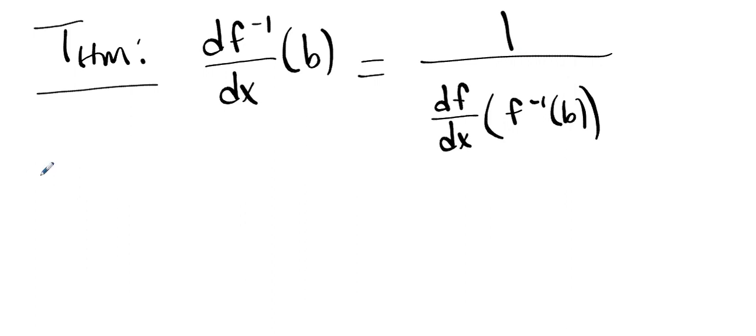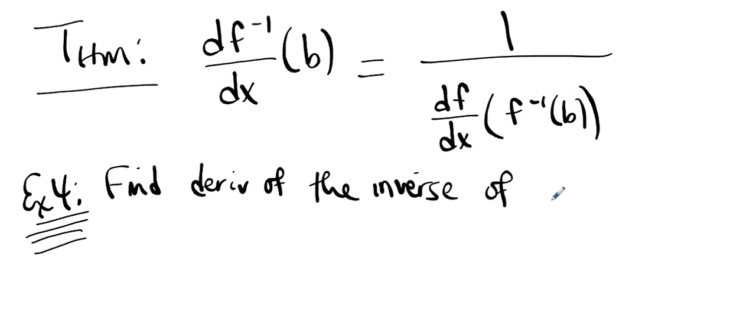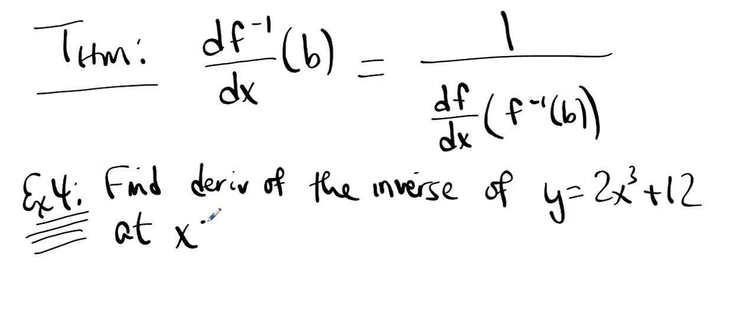So let's find the derivative of the inverse of y equals 2x cubed plus 12 at x equals 14 without finding the equation of the inverse function. We could, in this scenario, find the equation of the inverse function. We could swap out x and y, subtract 12, divide by 2, take a cube root, and then take a derivative of that using the chain rule. But let's pretend that we stink at the chain rule, and we'd like to do it a different way.